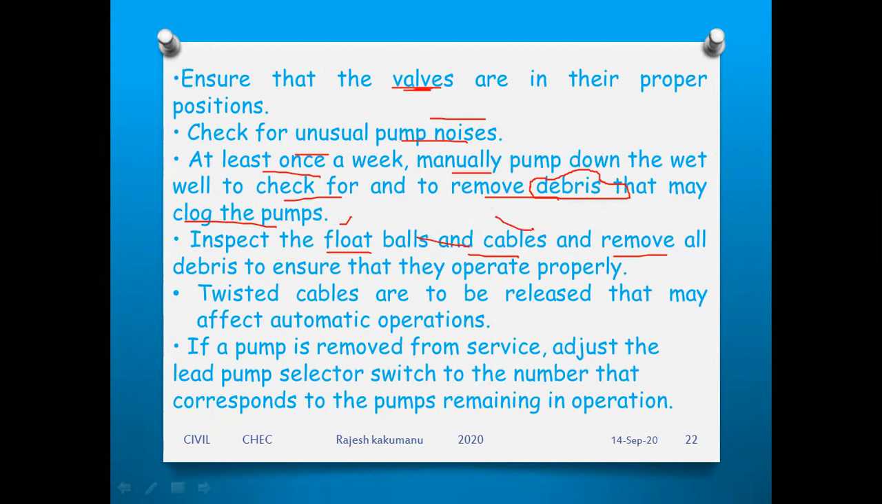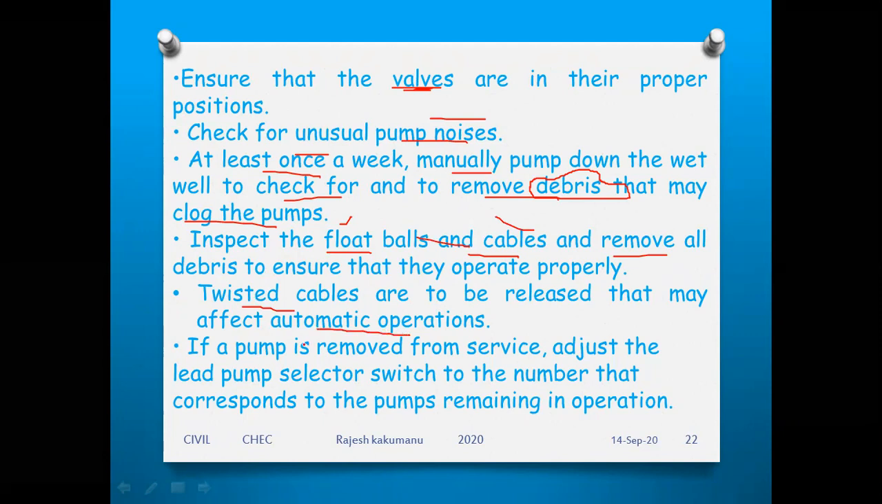Then is the dry well pump. So inspect all these things regularly. Next, twisted cables are to be released that may affect automatic operations. So whenever you are doing this operation, కొన్నిసార్లు cables are twisted, ఒకదానికొకటి అల్లుకుపోయి ఉంటుంది. సో you have to release that type of system. Why? Because automatic గా రన్ అయ్యే ఛాన్సెస్ ఉన్నాయి.